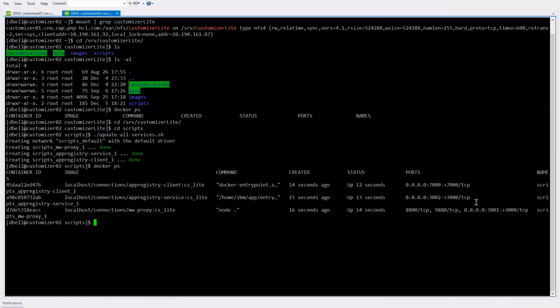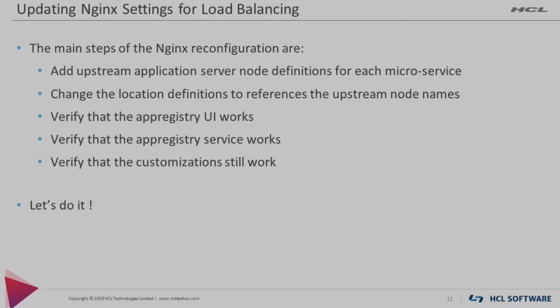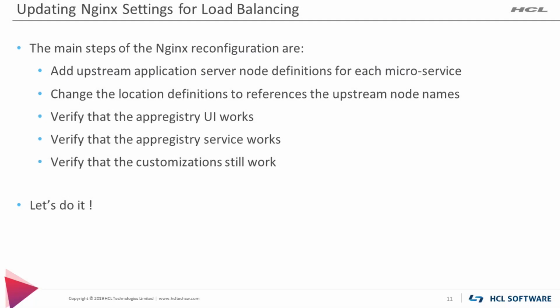But at this point, Nginx is still only referencing the Customizer 01 node. So even though the services are running here, they're not participating in anything we're doing right now. And so the next part of our demo will be to update Nginx to make use of both. Changing Nginx requires telling it the multiple hosts on which it can find each of the services using upstream application definitions. The location proxy path directives then need to reference those application definitions instead of the single discrete host name that is in place already.